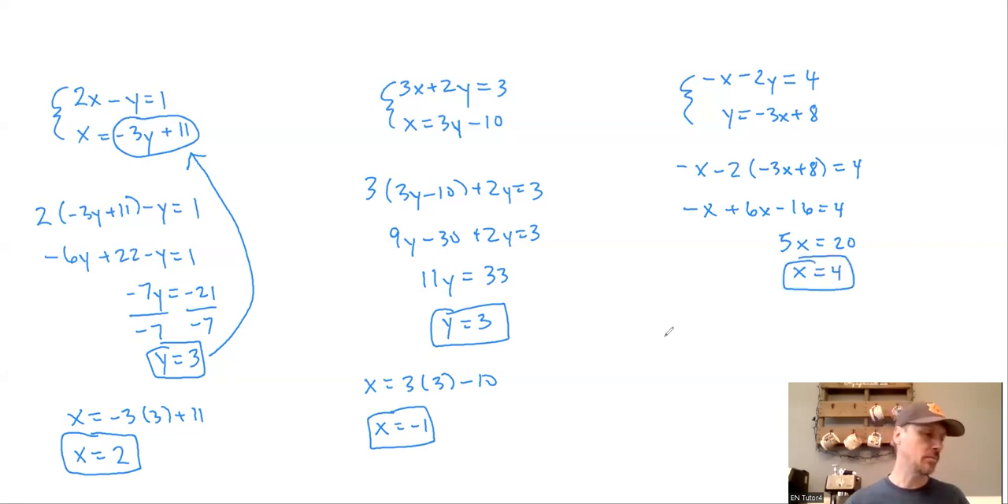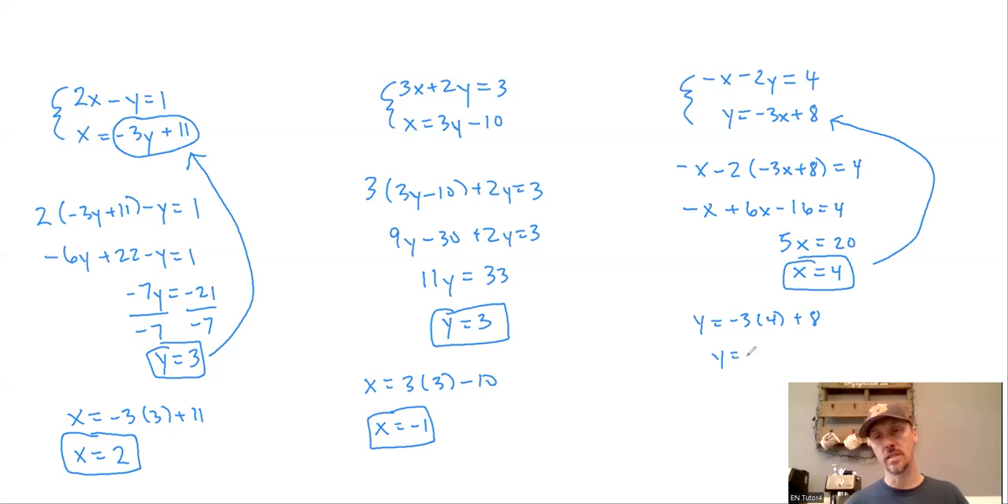And then finally, just like before, we take the value that we get here and we plug it back into the second equation since it's already solved for the other variable. So we plug in x equals 4 into that, and we get y equals negative 3, substituting 4 for x, plus 8. And so y equals negative 3 times 4 is negative 12, plus 8 is negative 4. So x equals 4 and y equals negative 4 would be the solution to this system of equations up top here.